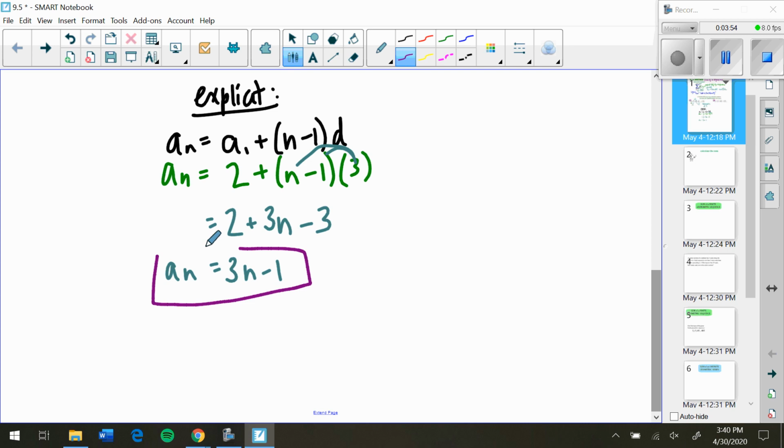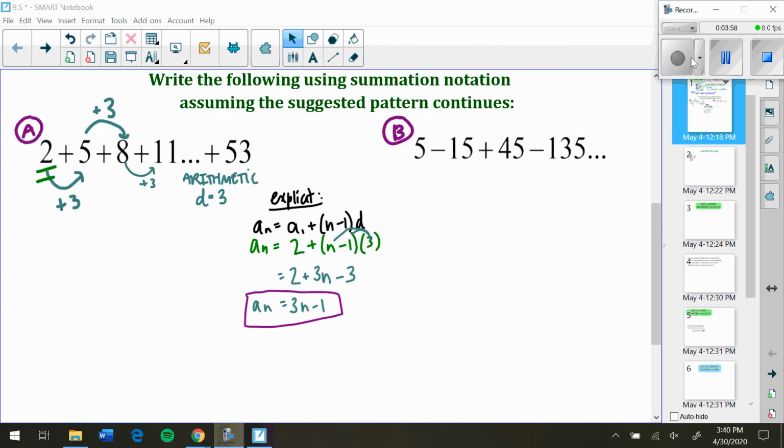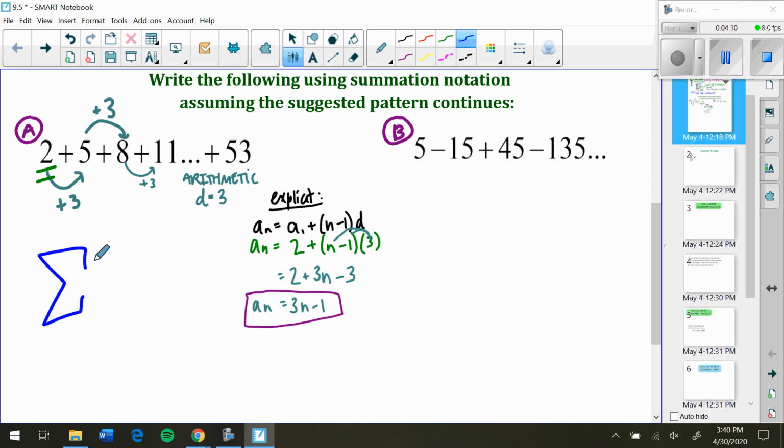Okay, so that's great because that gives us pretty much half of our problem. All right, just made things a little more manageable. So, like I said, we have a lot of what we need already. So we are going to find the summation of our explicit definition, so 3n minus 1. And we're starting at the first term, n equals 1.